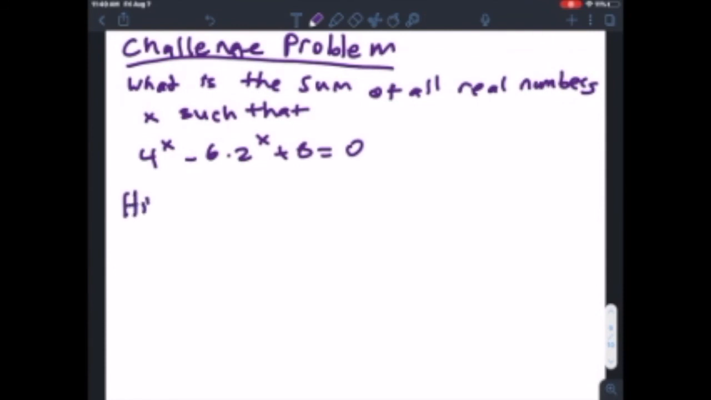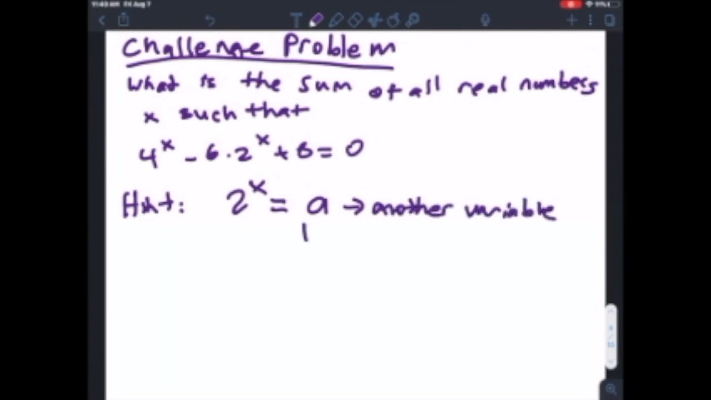So I'll give you a hint. And if you don't want this hint at all and you think you can do it, just keep going. Don't even use this. But make 2 to the x equal to a, another variable. Okay? See where that takes you.